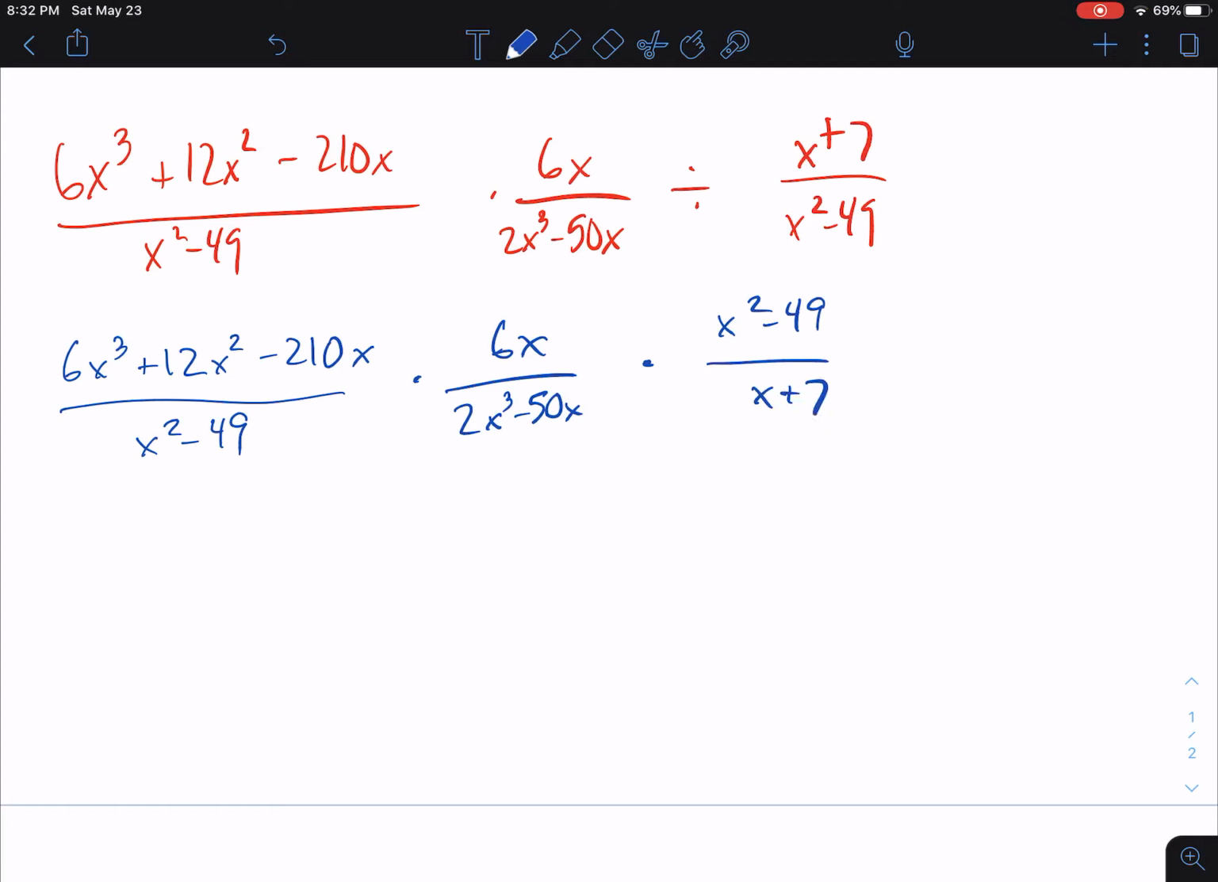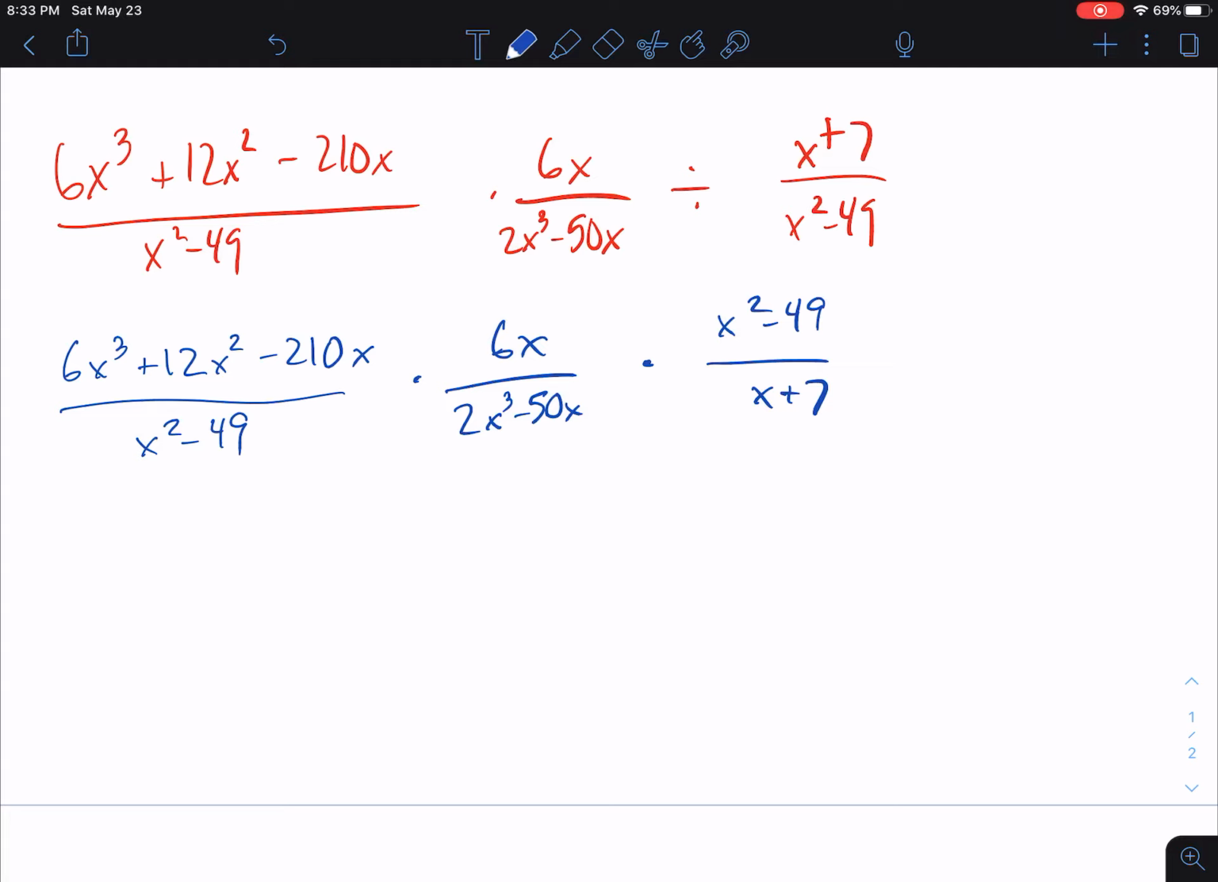Okay, before we start, I want to just point out, I get that there's an x squared minus 49 in the bottom left, and I get that there's an x squared minus 49 in the bottom right. For those of you asking, can I just cross those out? Absolutely you can. I'm not going to. I'm going to assume that you did not see that, okay? But you absolutely can.